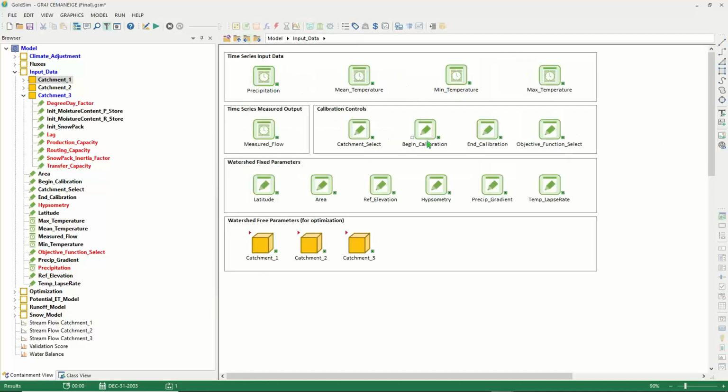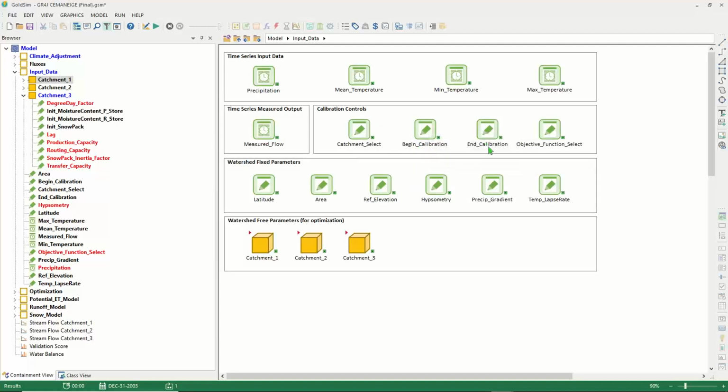And then that brings us to calibration control. Obviously, what I said earlier, you cannot calibrate multiple catchments at the same time. So you need to choose one. So this is catchment select. I have 3 catchments, so you have to enter the number of the catchment you want to calibrate. In this case, it's going to be number 3.